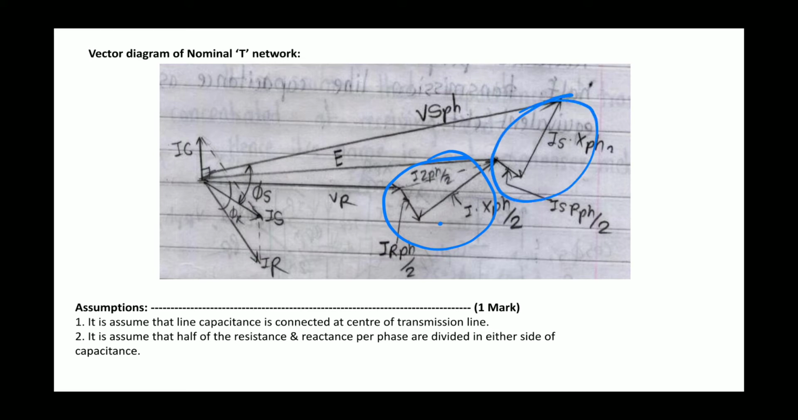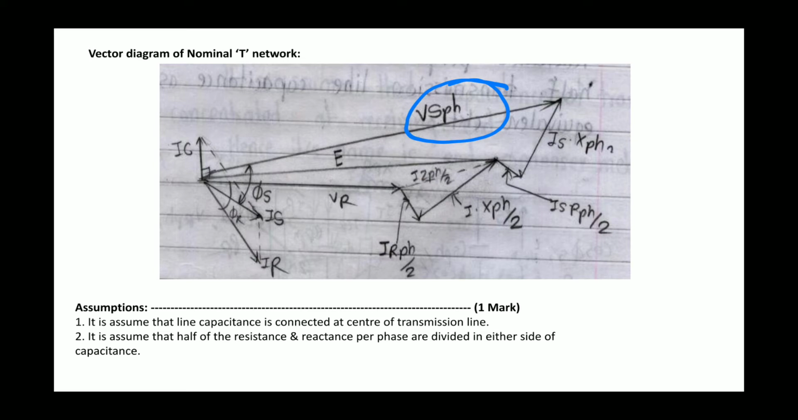But here is IRPH, meaning receiving, because the current which is flowing in the receiving side is IRPH. But here is ISPH divided by 2, and then ISPH divided by 2. Then addition of this one, addition of this one, you get VSPH. This is the vector diagram of the nominal T network.